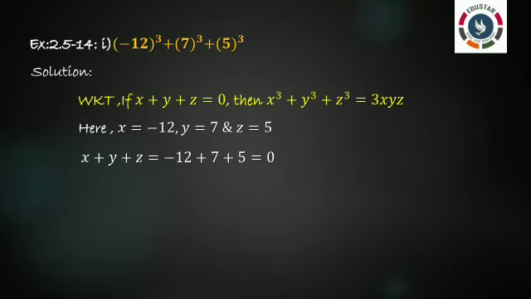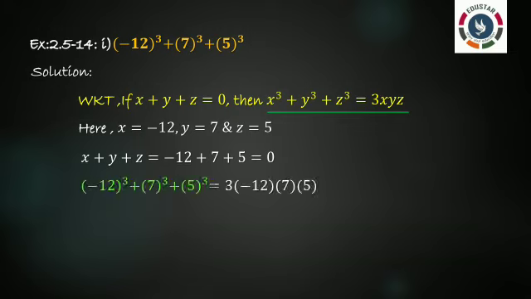So now we can apply this xyz value in the formula x cube plus y cube plus z cube is equal to 3xyz. Substituting in place of xyz, we will get 3 into minus 12 into 7 into 5. 3 into minus 12 is how much? Minus 36. And 7 into 5 is plus 35. And minus 36 into 35 is how much? Minus 1260.